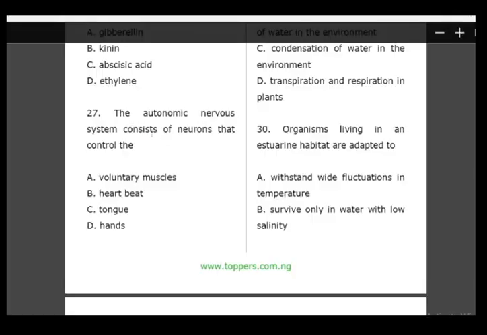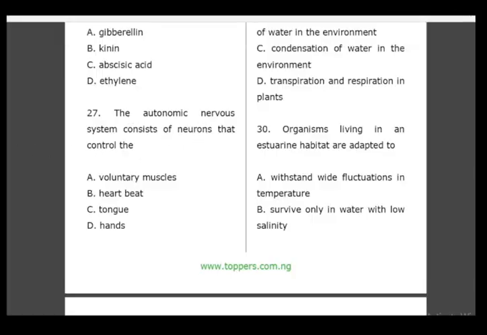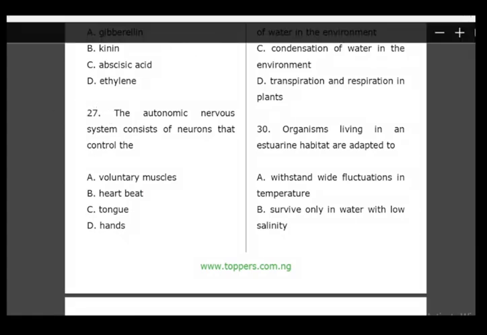The autonomic nervous system consists of neurons that control the A. Voluntary muscles, B. Heartbeat, C. Tongue, and D. Hands. Now, when we look at this particular topic, it is taken from the nervous system. The nervous system is divided into multiple parts. We'll just briefly draw a little chart for it. Let me just depict it this way.